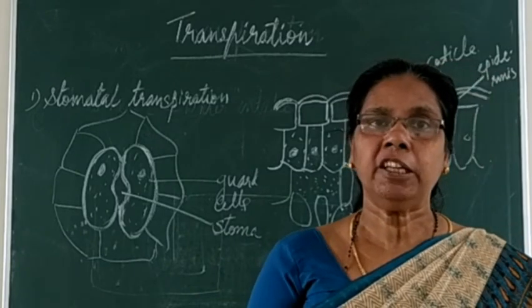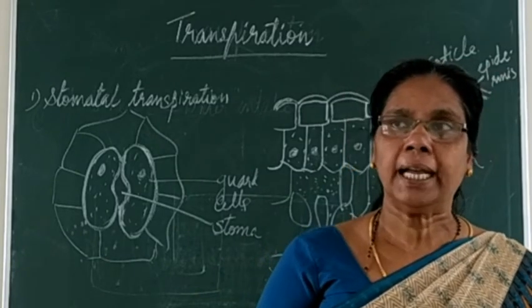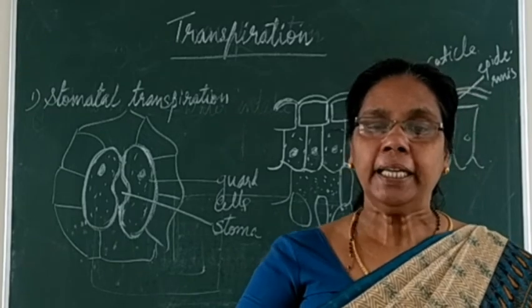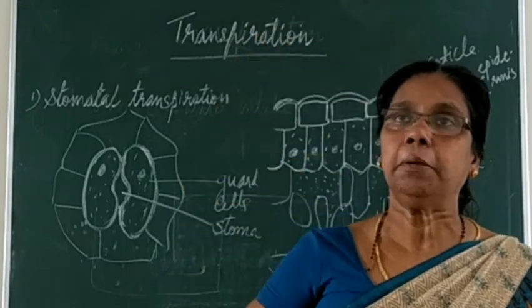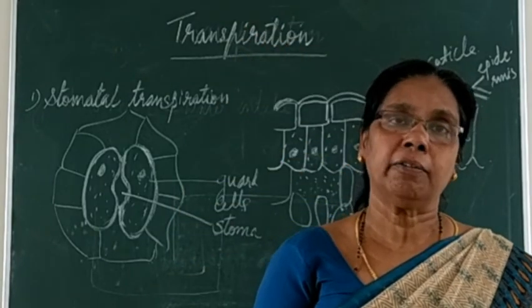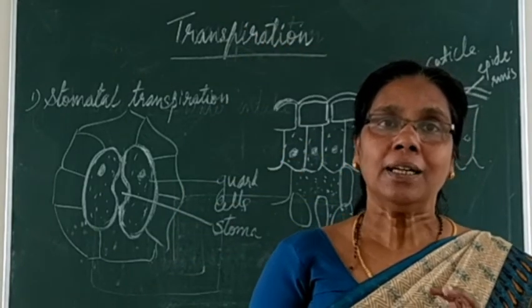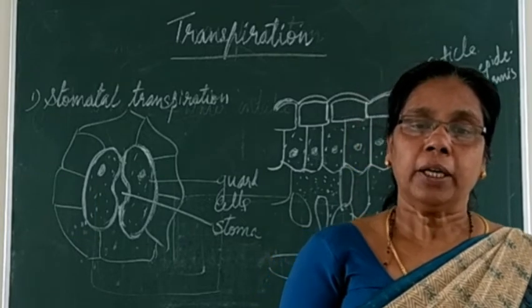So a pull is exerted from the roots, and this transpiration pull makes water rise nearly 50 meters in height in a plant. You can see water will go up due to this transpiration pull. Okay.